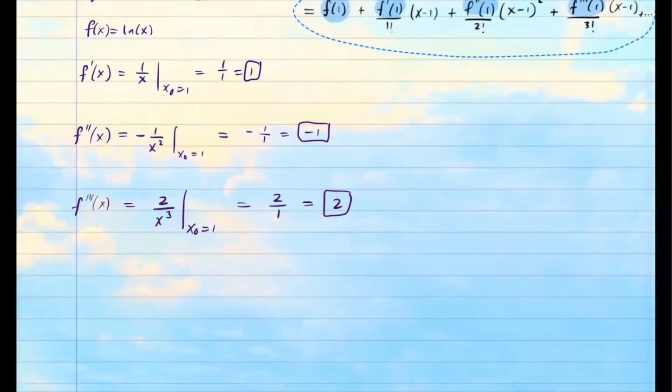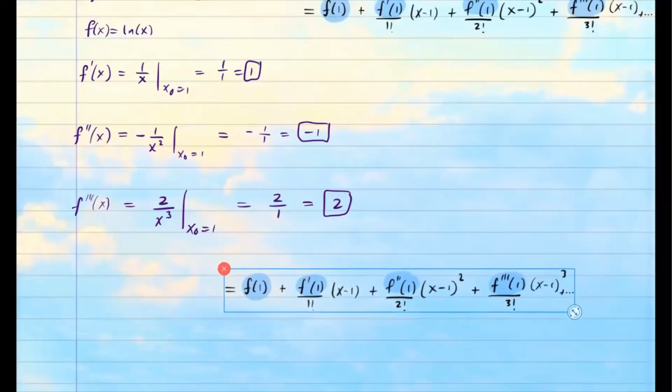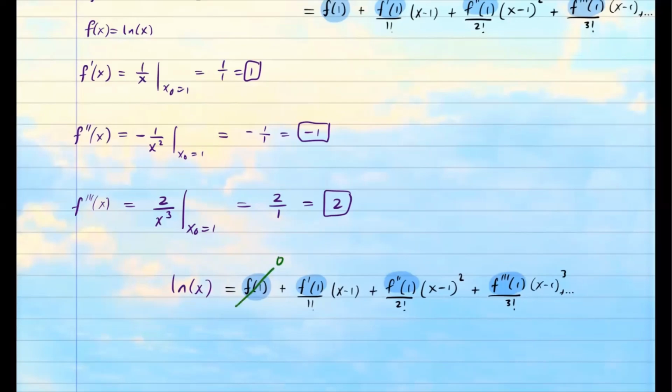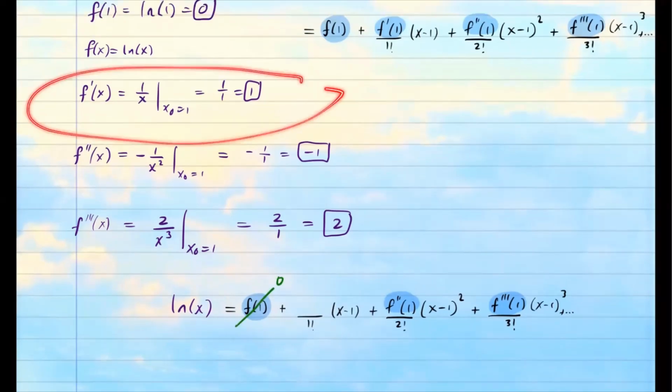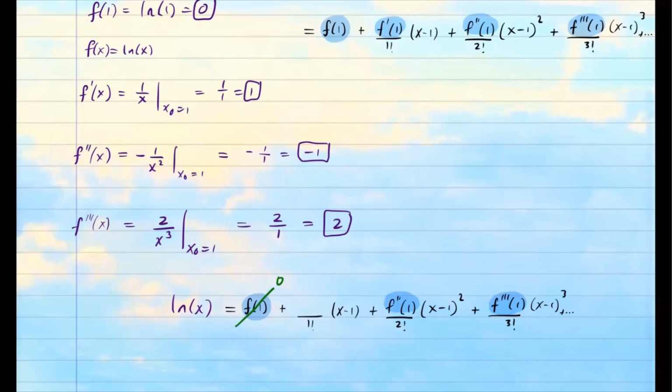I'm going to put this infinite sum right here. We know the left-hand side is ln of x, so we have ln of x equal to this infinite sum. f of 1, we know that's 0. f prime of 1 is 1, so that's what I'm going to put right here. Then f double prime at 1 is negative 1, so I'm going to put that right here, divided by 2 factorial. And the last non-zero term we have is the third derivative at 1, which is 2. So there you have your coefficients.